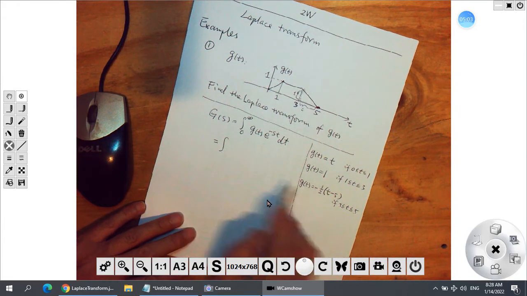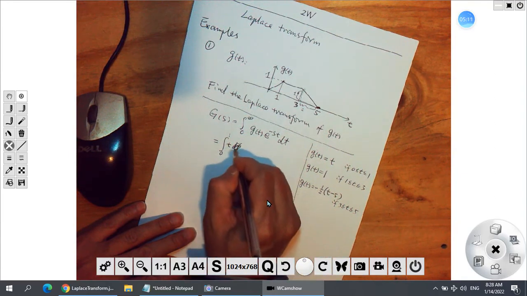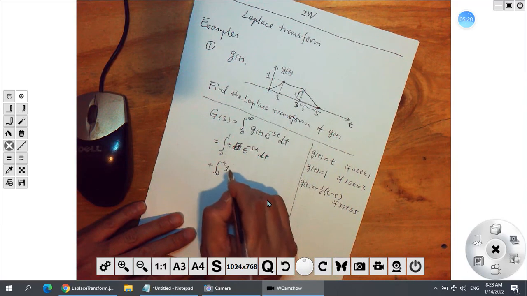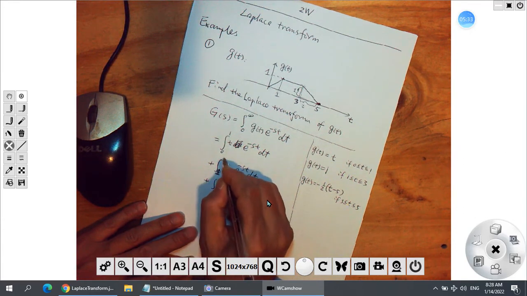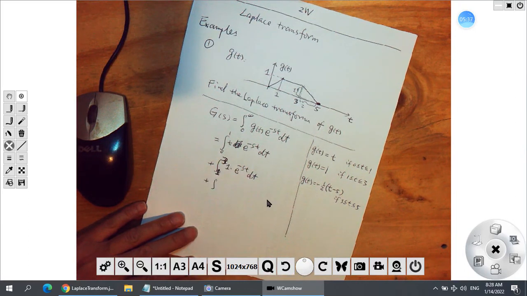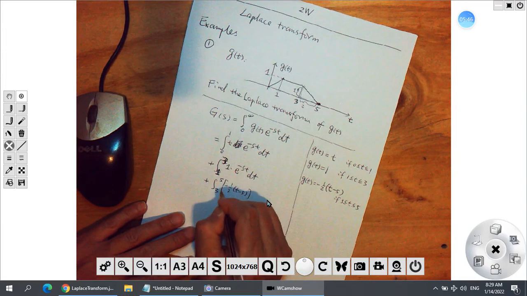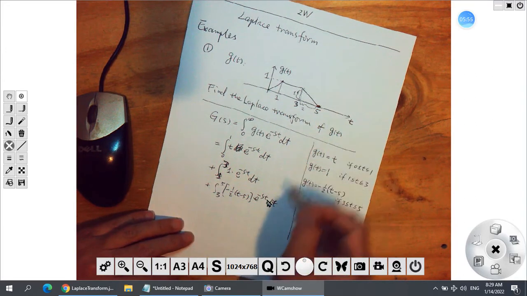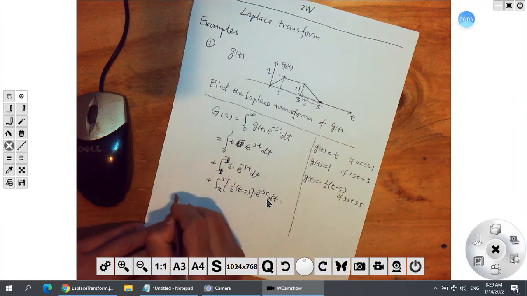Then we do the integral. We have three parts. The first part is t, and t runs from 0 to 1, times e to the negative st dt. And the second part, from 1 to 3, is 1 times e to the negative st dt. And from 3 to 5, it is negative 1 half times t minus 5 times e to the negative st dt. Any more? After 5, it is just 0, so we do not have more terms. If you want, you can add the integration of 0, that's nothing. Alright, we need to calculate.